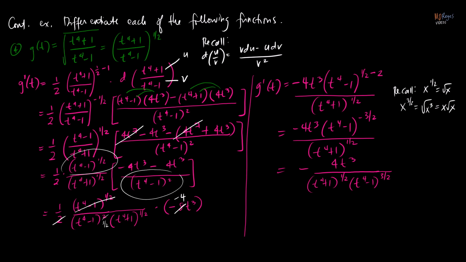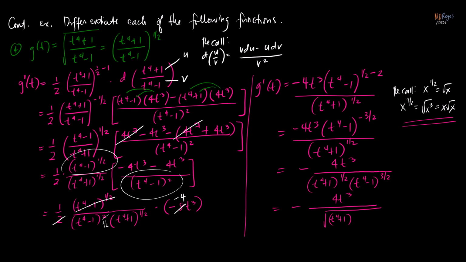So just follow the final answer. It's negative 4t cubed over t to the fourth plus 1 raised to 1/2, which is the square root of t to the fourth plus 1. And then t to the fourth minus 1 raised to 3/2 is t to the fourth minus 1 times the square root of t to the fourth minus 1.